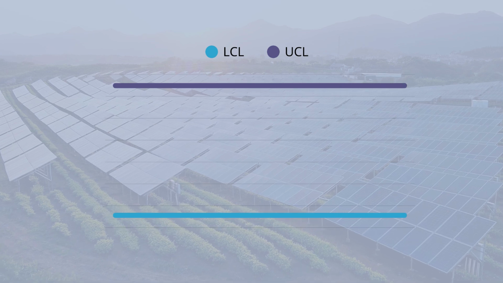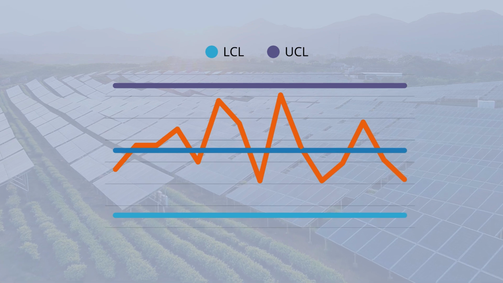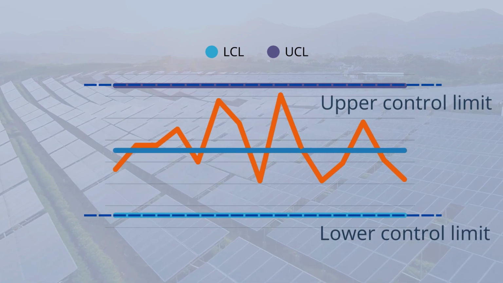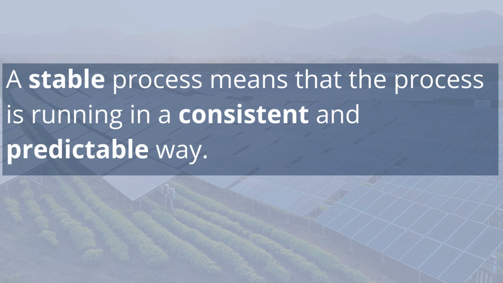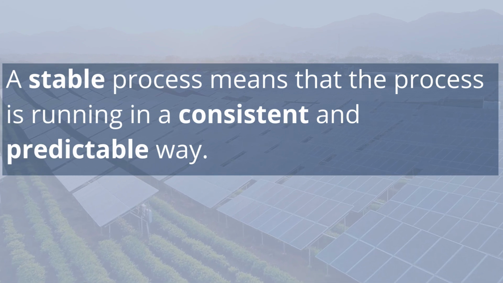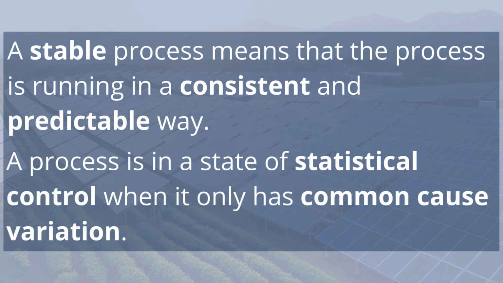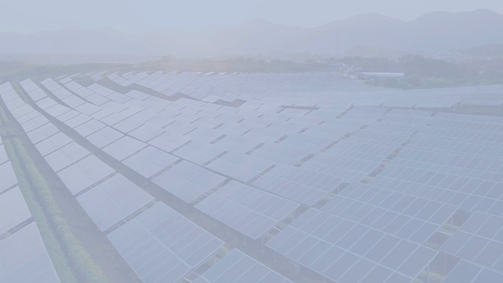A control chart graphically displays a process's outcomes over time. It uses control limits to show if the process is stable and in a state of statistical control. Here the term stable process means that the process is running in a consistent and predictable way, and a process is in a state of statistical control when it only has common cause variation, which is a natural, random fluctuation.